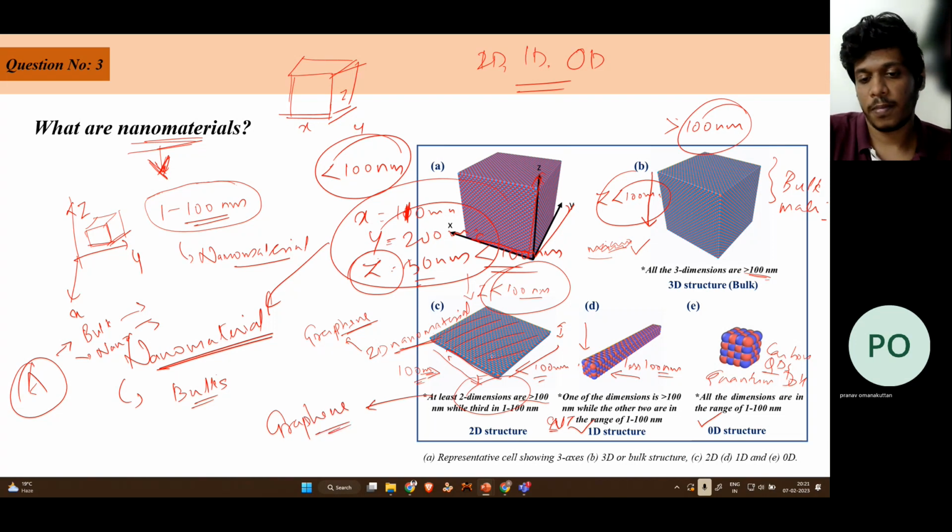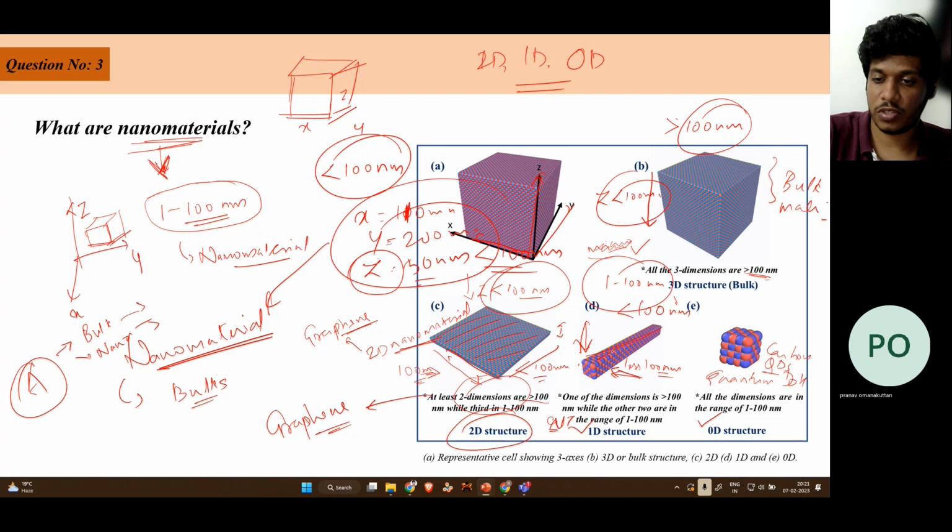So yeah, this is an example for 2D structure. Now if we have a material with two of its sides, say the Z and Y directions, in a form such that they are less than 100 nanometers, or we can say they are in the range of 1 to 100 nanometers, and X is larger, then we can get this kind of rod-like structure, and this is an example of a 1D material.